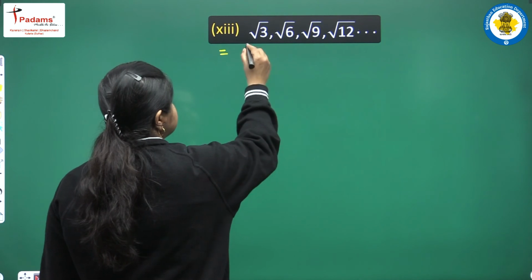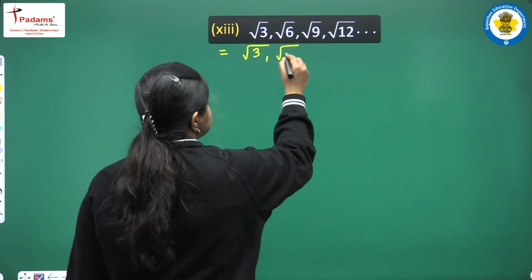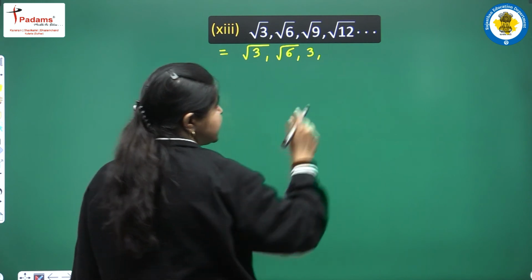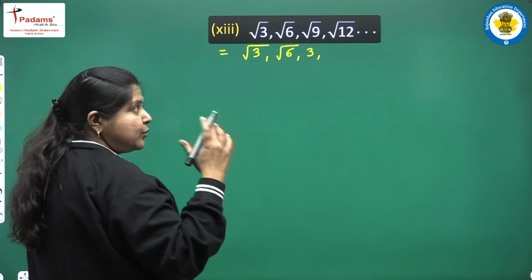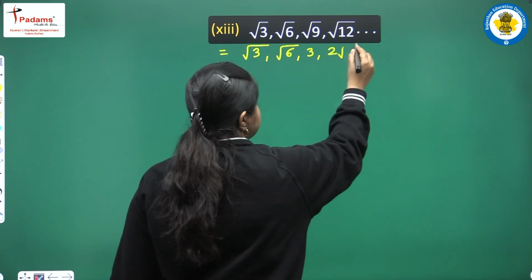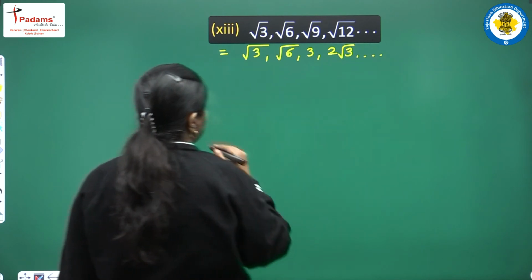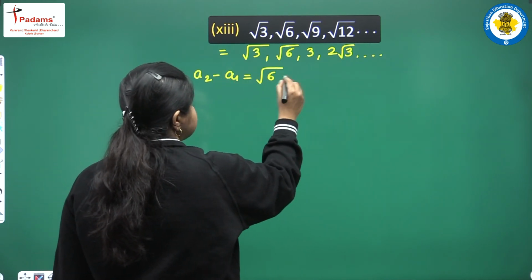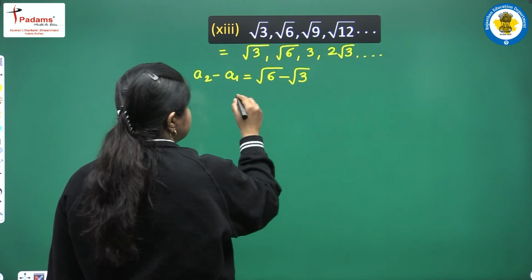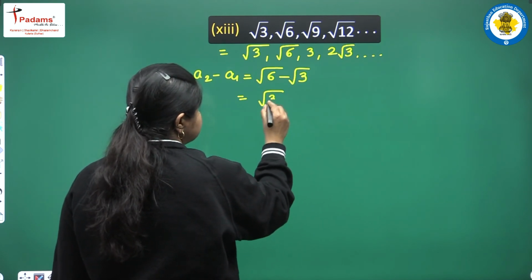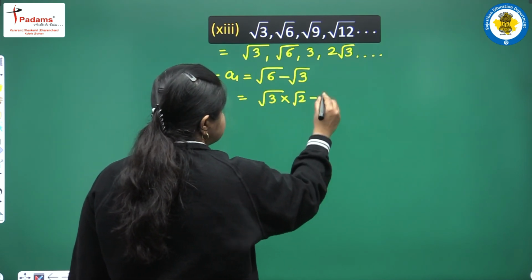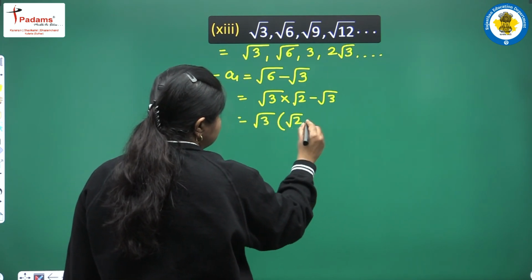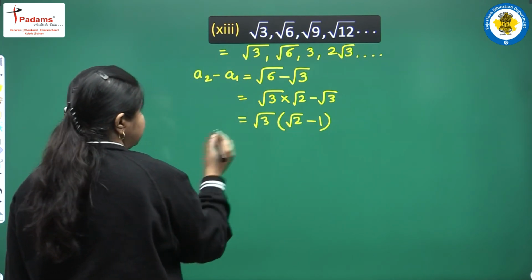Again let us write it in the form root 3. This is root 6. This is root 9, nothing but 3. Root 12, it is 4 into 3 is 12 and root 4 is 2. So we can write it as 2 root 3 and so on. Let us find A2 minus A1. It will be root 6 minus root 3. Root 6 को हम लिख सकते हैं root 3 into root 2 minus root 3. यहाँ से root 3 को कॉमन ले लेते हैं और ये हो गया root 2 minus 1. ठीक है, ये आ गया फर्स्ट डिफरेंस.